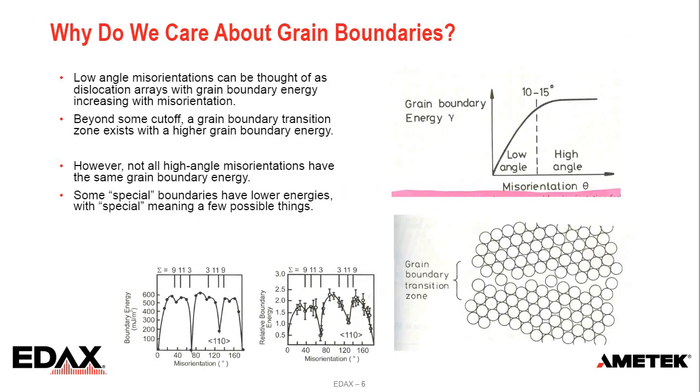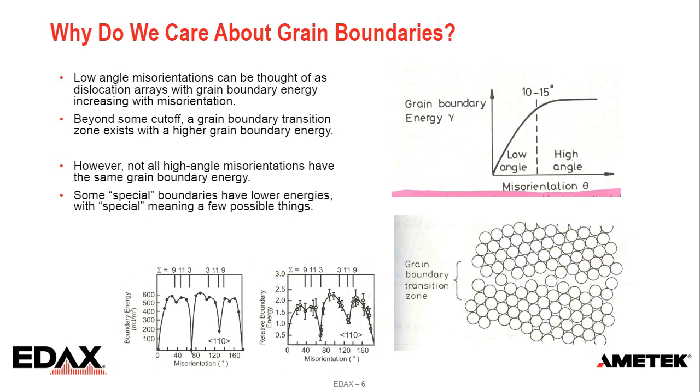What happens when these two different orientations come together? So the top right chart here shows a chart from a textbook where it's grain boundary energy versus misorientation. When you have two orientations that are just a little bit different, it can be described as a line of dislocations in the material causing small low angle rotations. And as the misorientation between those points becomes greater, the grain boundary energy goes up because your dislocation density is higher to cause that amount of misorientation.